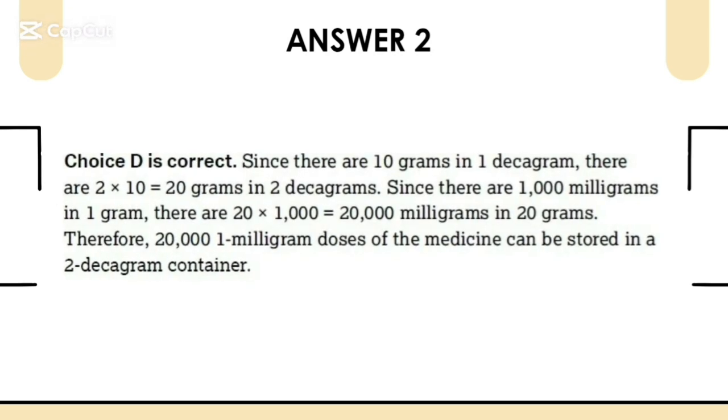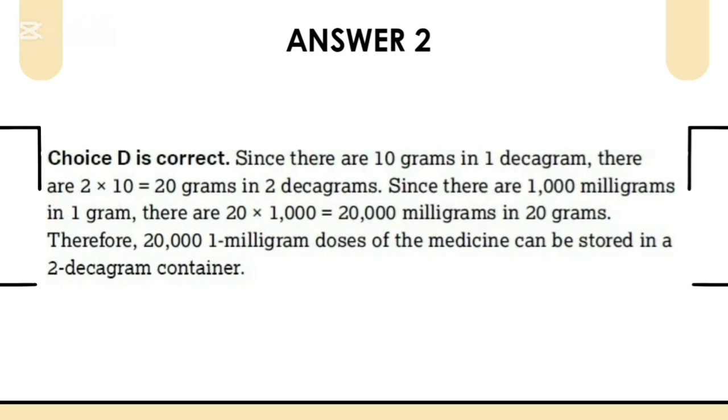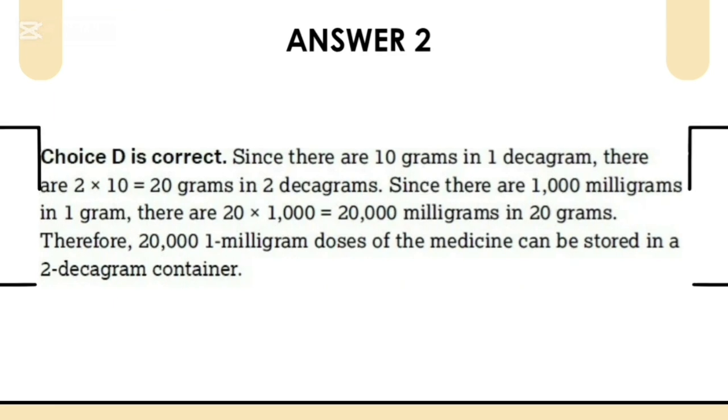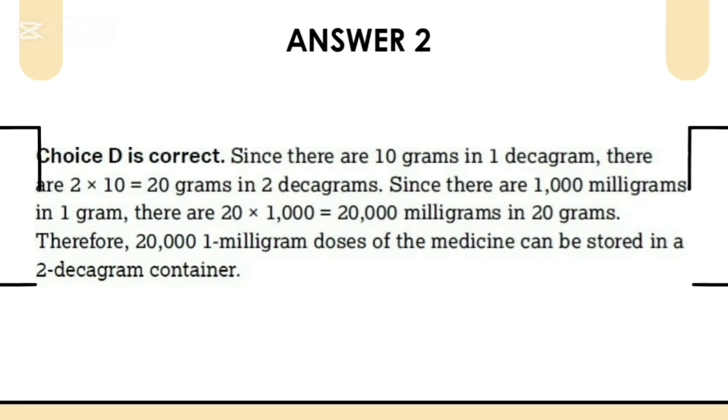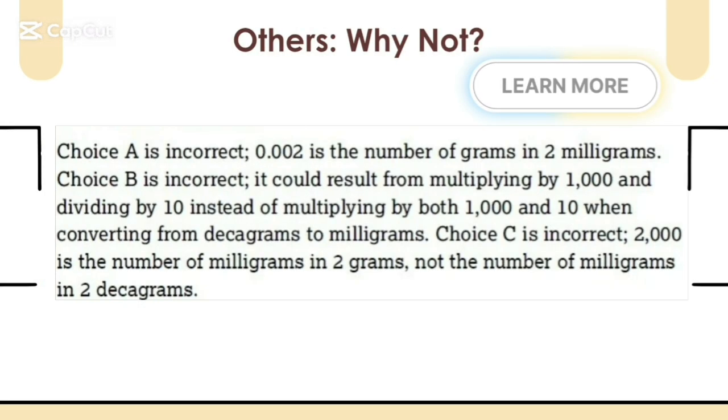Since there are 10 grams in 1 decagram, there are 20 grams in 2 decagram. Since there are 1,000 milligrams in 1 gram, there are 20,000 milligrams in 20 grams. Therefore, 20,000 1 milligram doses of the medicine can be stored in a 2 decagram container. Let us take a pause here. Feel free to review this slide further on your own.